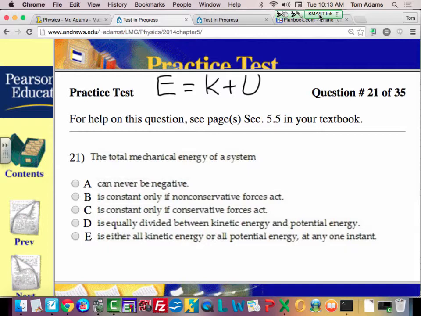Is constant only if non-conservative forces act. Is constant only if conservative forces act. Is equally divided between kinetic energy and potential energy. Is neither all kinetic or all potential at any one point in time. Okay, so some of these aren't true.